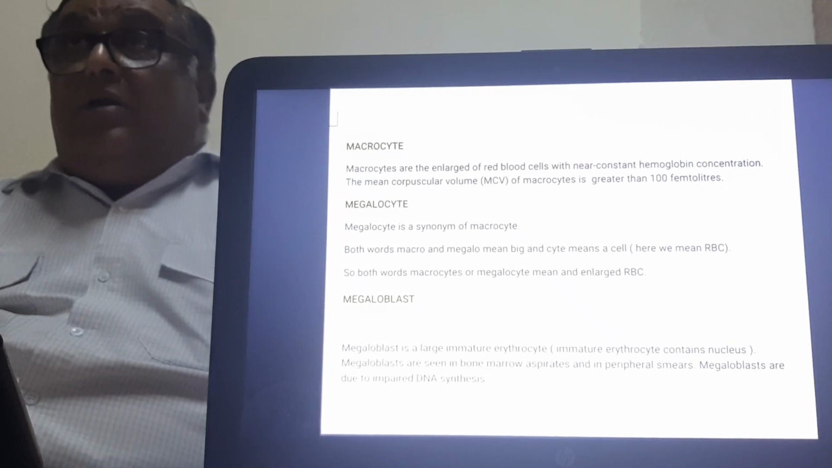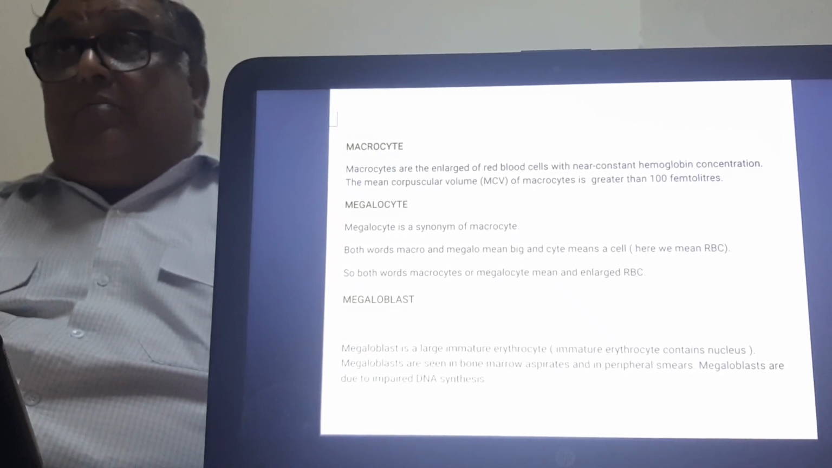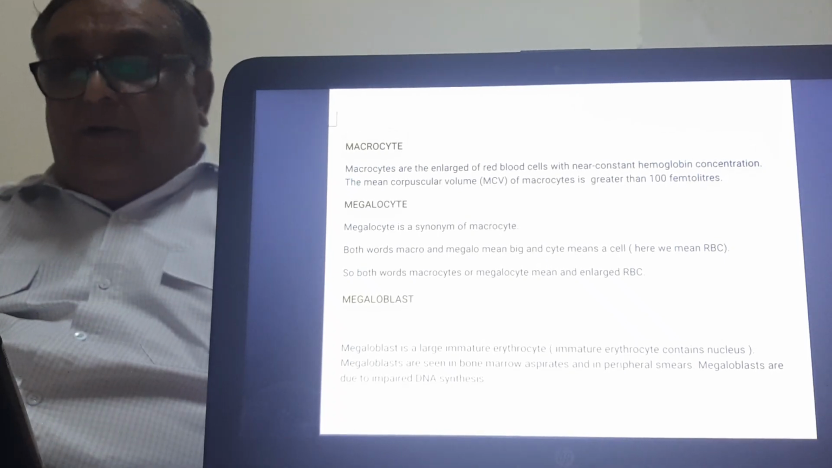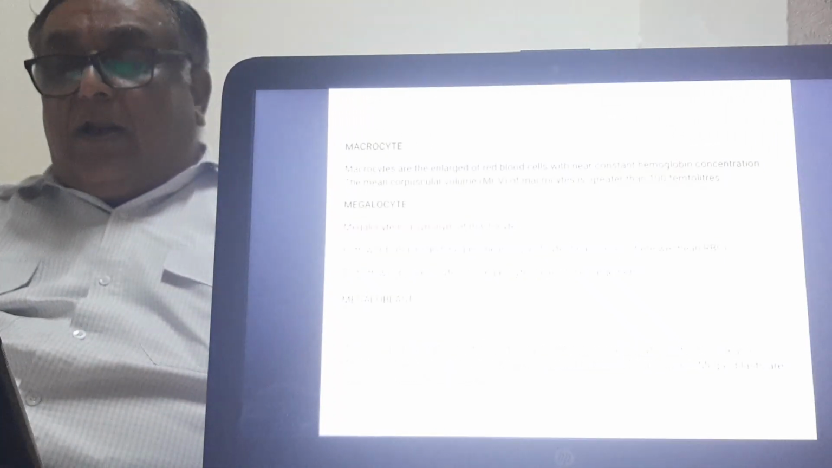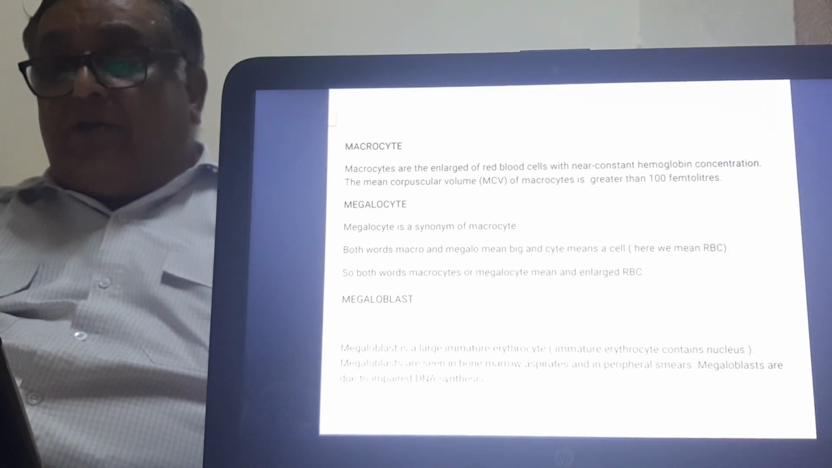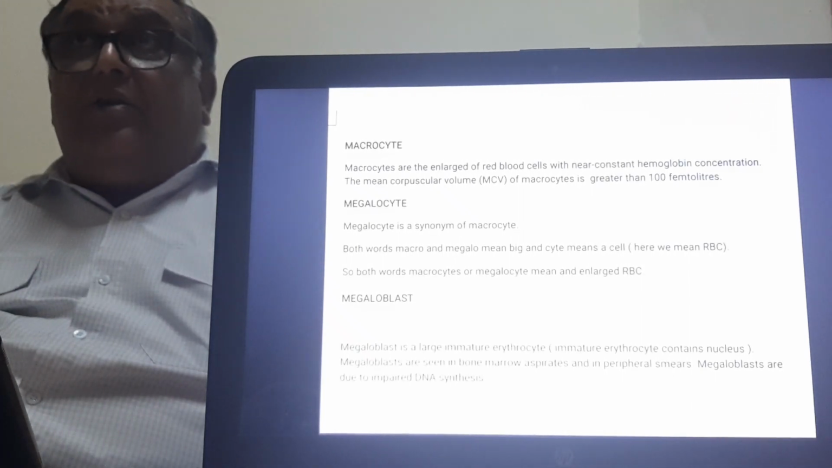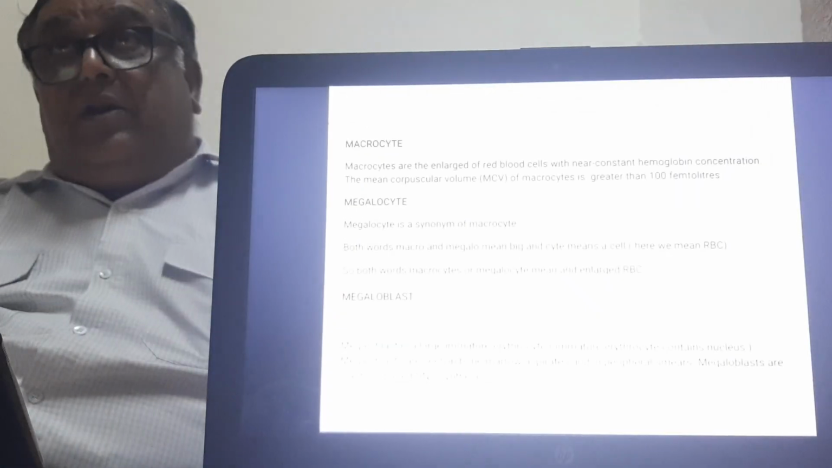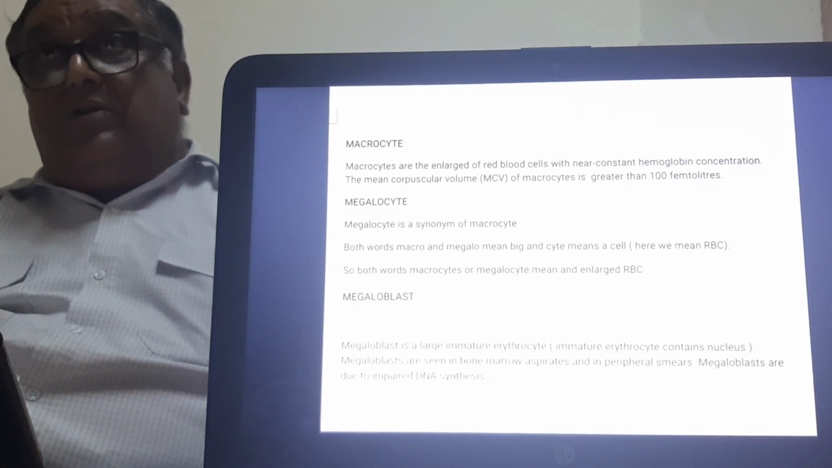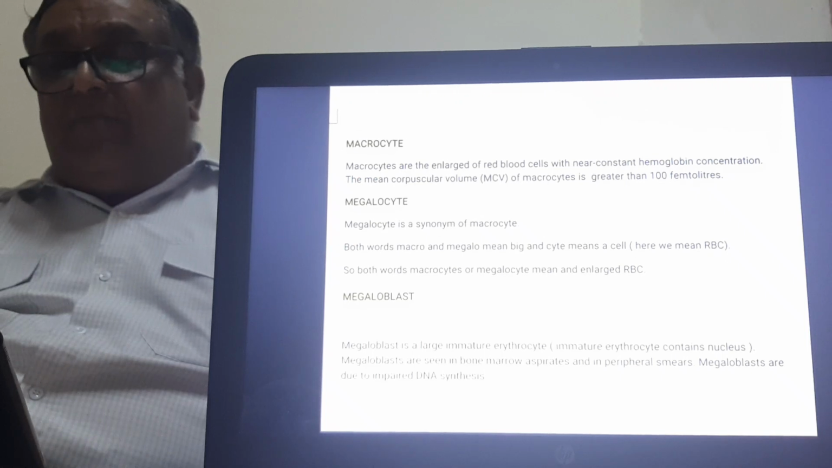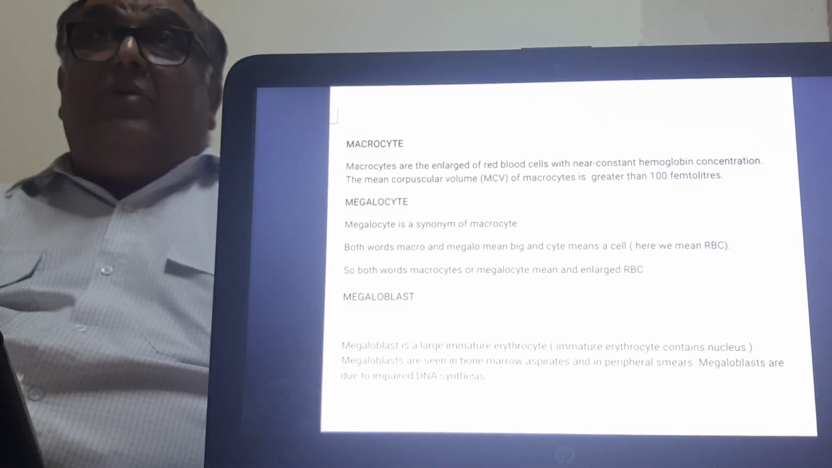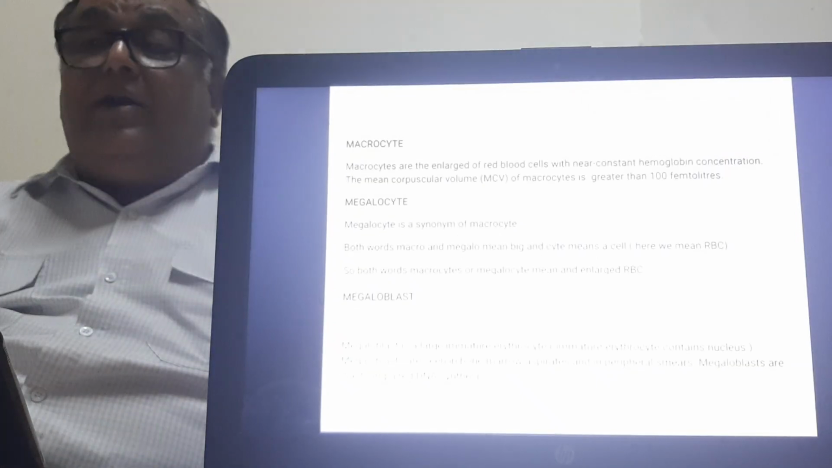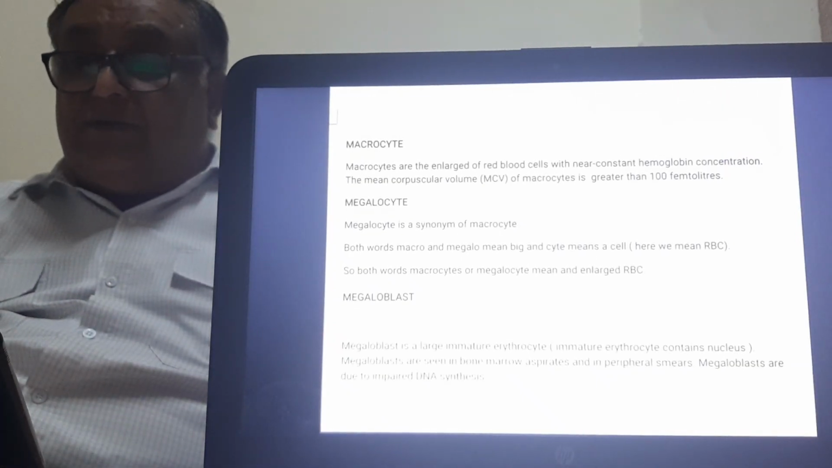Megalocyte is nothing but another name for macrocyte. Megalo means big, macro means big, and cyte means a cell. Megaloblasts are large immature erythrocytes and they contain nucleus. Now these can be detected in the bone marrow studies or they may sometimes be seen in the peripheral blood smears. Megaloblasts are due to impaired DNA synthesis.